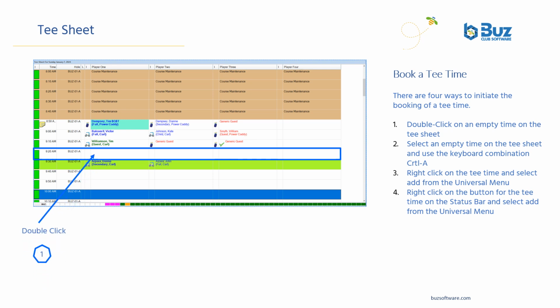1. Double-click on an empty time on the tee sheet. 2. Select an empty time on the tee sheet and use the keyboard combination Control-A. 3. Right-click on the tee time and select Add from the universal menu. 4. Right-click on the button for the tee time on the status bar and select Add from the universal menu.